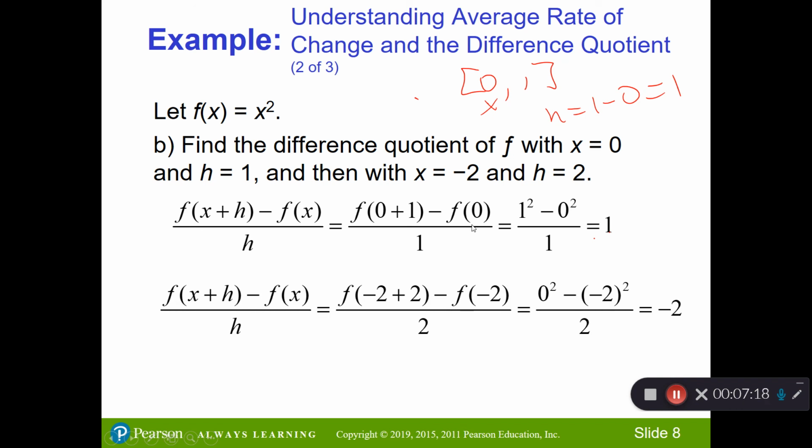Over our second interval, we would do the same thing. That was the interval from negative 2 to 0. So for f of x plus h, notice that my x is the negative 2, and then the h is the distance to 0, which is a positive 2. So negative 2 plus positive 2 minus f of negative 2 over the h value, which is 2. We get the exact same thing, a negative 2 for that.